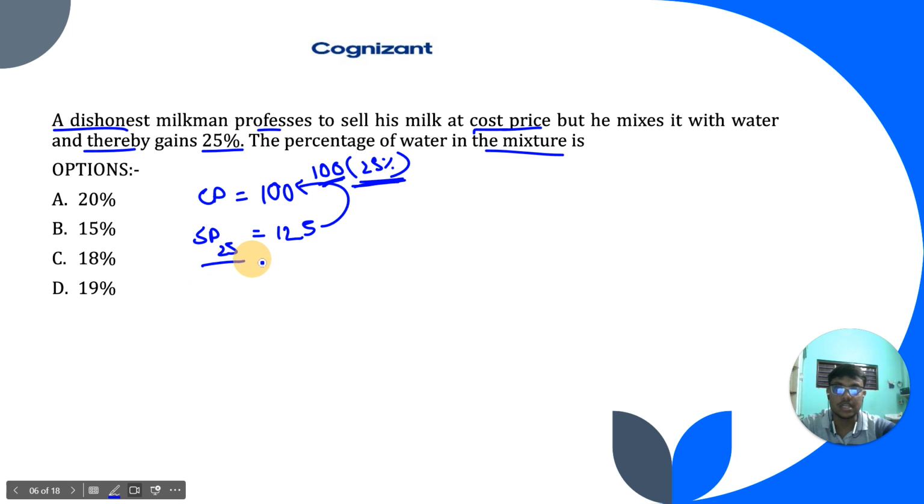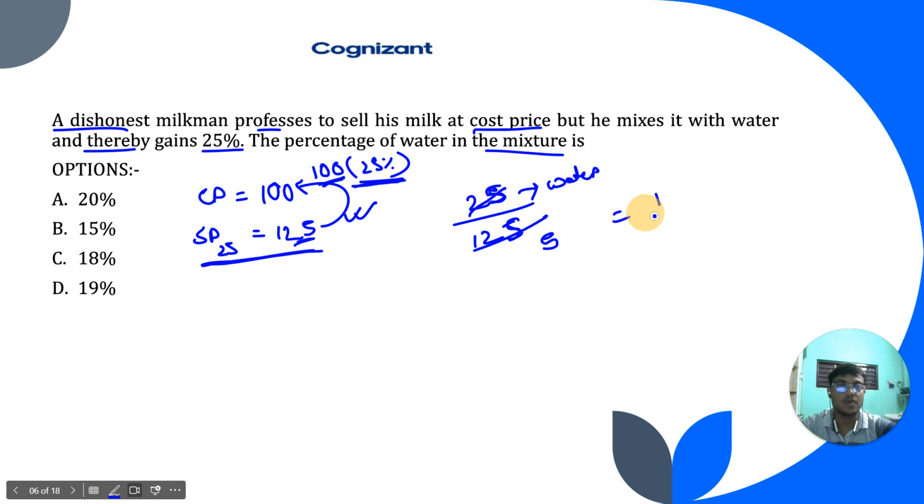So from this you see, the selling price should have been 125 but he is selling at 100. That means this extra 25 must give us the amount of water, and the total amount within which it is water is 125. So if we cancel it out, it becomes 25 by 125, that is 1 by 5. And if we want to get it in percentage terms, we have to multiply it with 100 to get 20% as our answer.